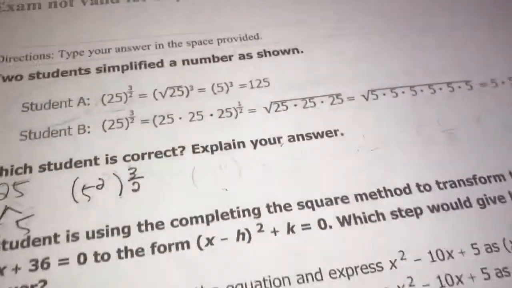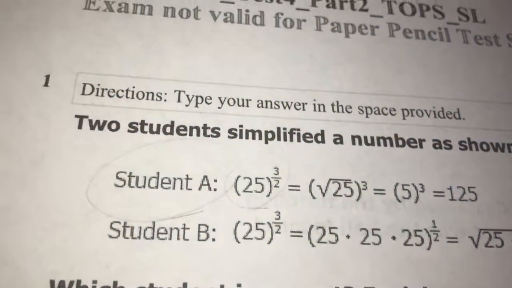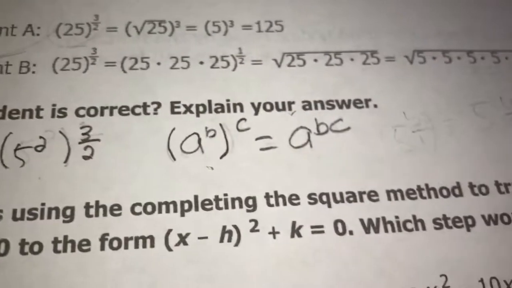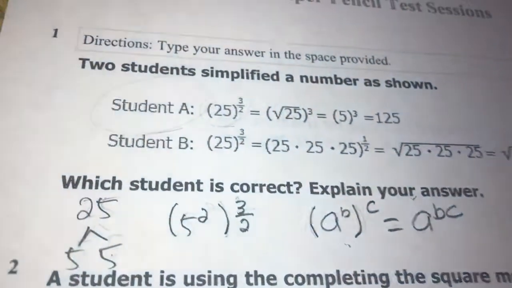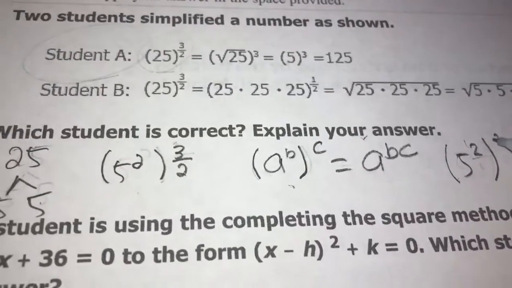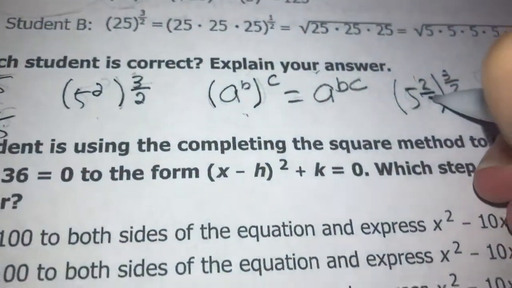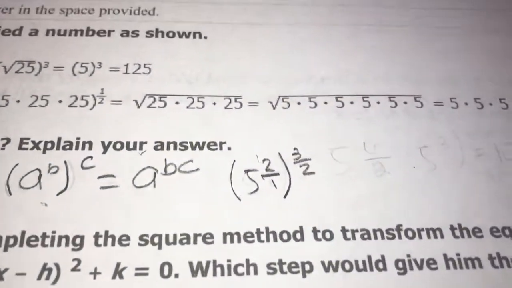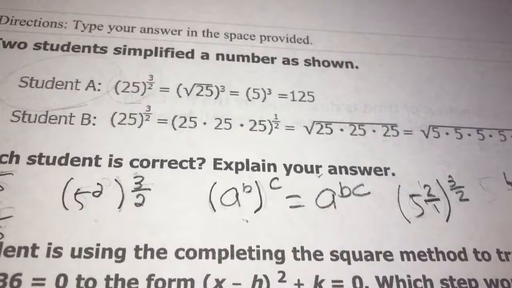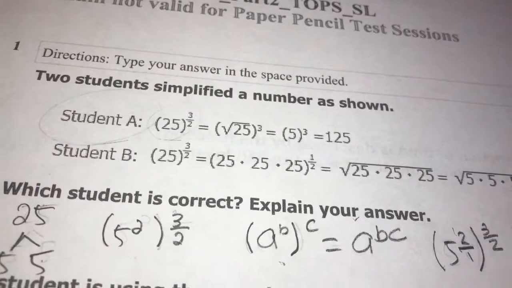Okay, so the formula we're using is a to the b power to the c power equals a to the bc power. Now we're just going to plug this in. So 5 squared times 3/2. And you're going to want to put a 1 under this 2 just so it's easier to multiply. And you're just going to multiply straight across. So 2 times 3 is 6. And then 1 times 2 is 2. And you're just going to bring over the 5.